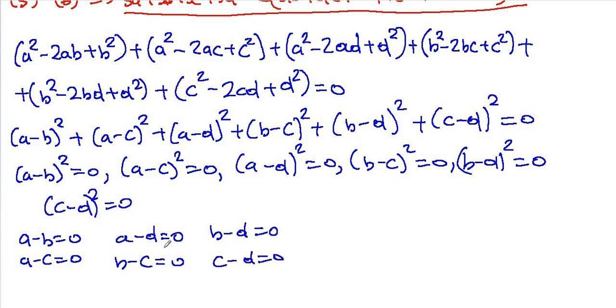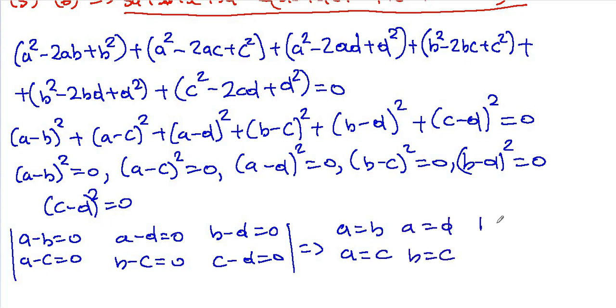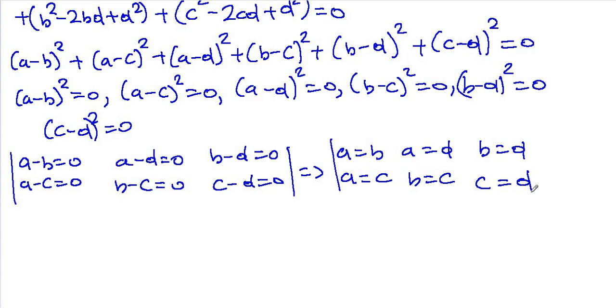From this we get that a = b, a = c, a = d, b = c, b = d, and c = d. Therefore we can conclude that a = b = c = d.